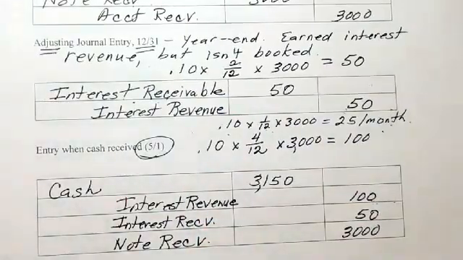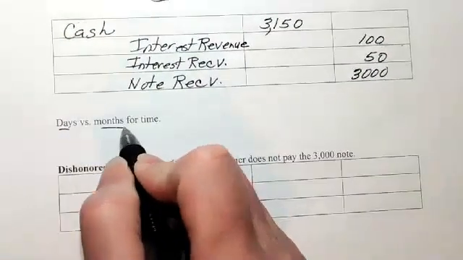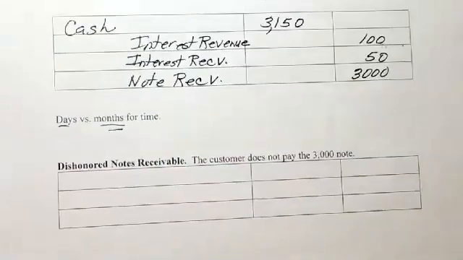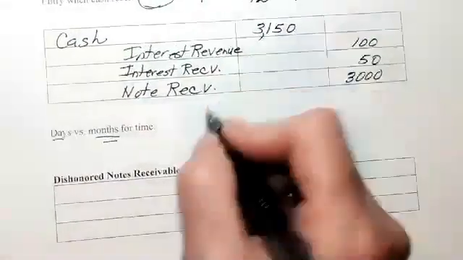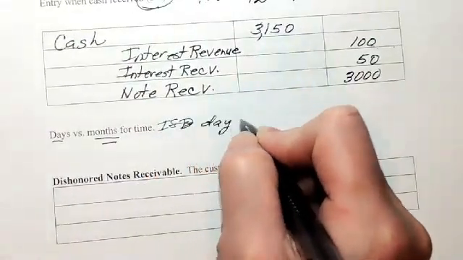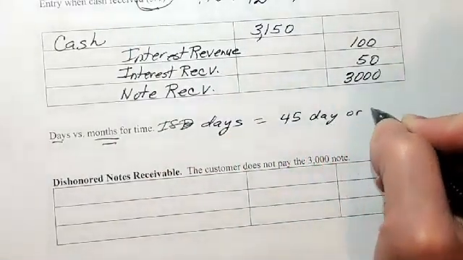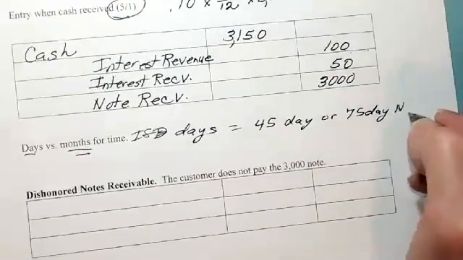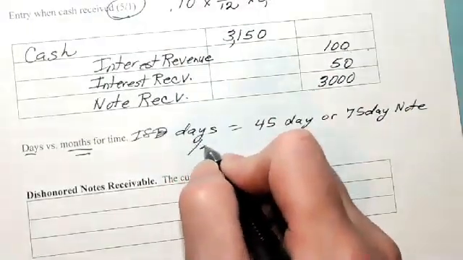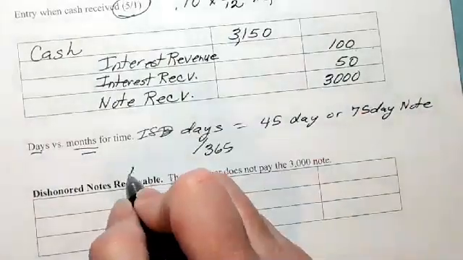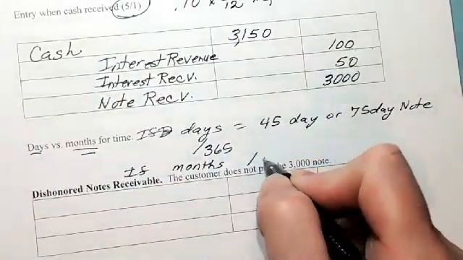When your receivable goes across fiscal years, you have to make sure you get the revenue in the year it's earned, not in the year you collect it. And I'll almost always give you months. If they have days in there, they'll say something like a 45-day or a 75-day note. You divide by 365. If it's months, you divide by 12.